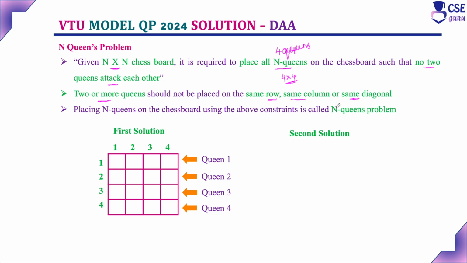This is the constraint in the given problem, the n into n chessboard. Following this constraint, you have to place all the 4 queens, one in each row. That is nothing but the N queens problem. This problem we can solve using the backtracking technique.